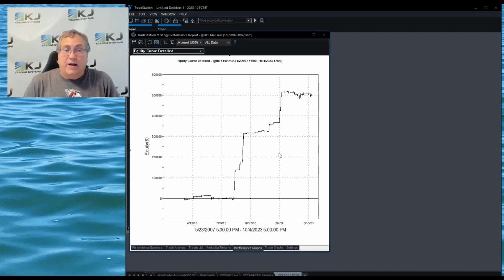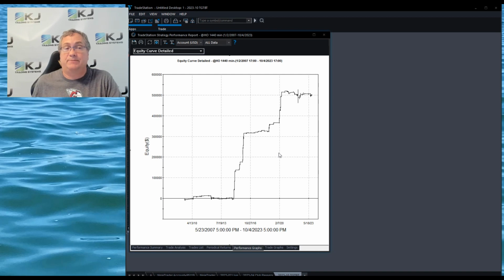He sent me the code, and I put it into TradeStation, into a chart. This is heating oil, 1440 minute chart, which is basically a daily bar, and it goes back 16 years. I got the same results as he did, and I had the same conclusion. It's too good to be true. There's something going on here. So I'm going to walk you through what I did to debug this.